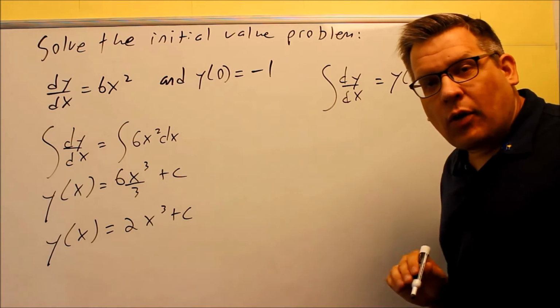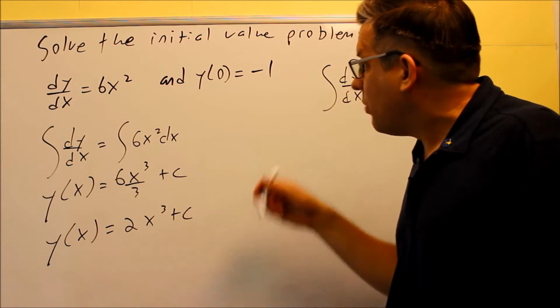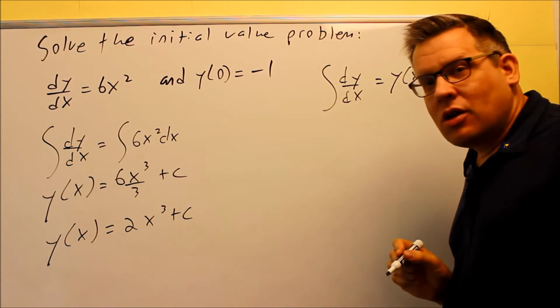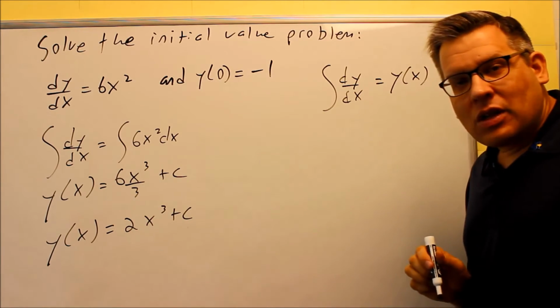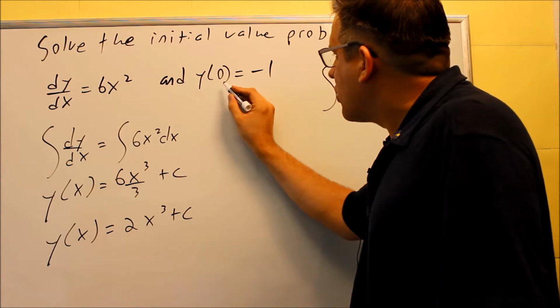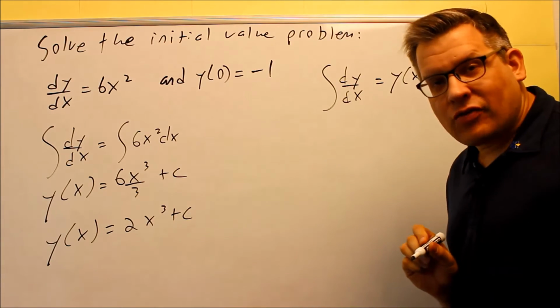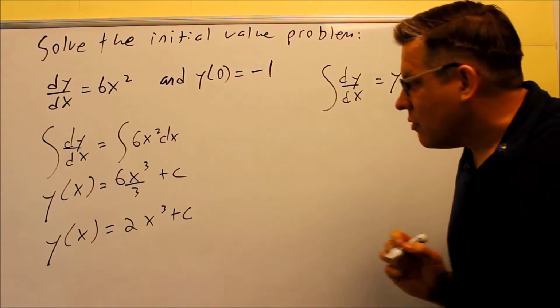Now normally I would have stopped here. We wouldn't have had any more information, and that would have been my final answer. But they give us this information, y of 0 equals -1. Because of that, we can plug that information in here and solve it. So y of 0, the -1 is going to go in on the left-hand side. The 0 inside is always going to be your x value.